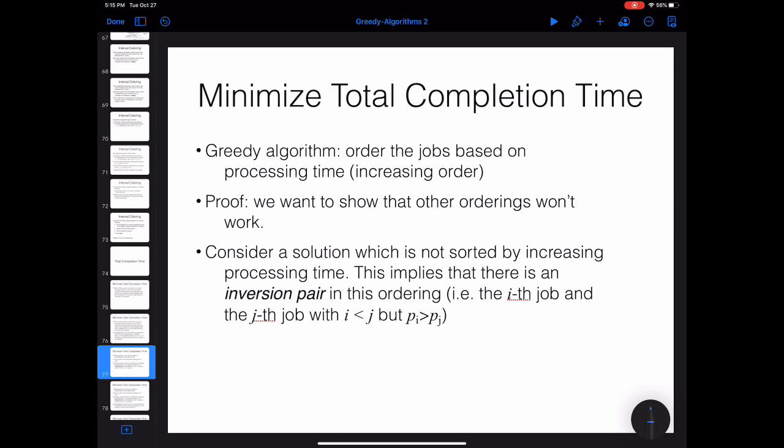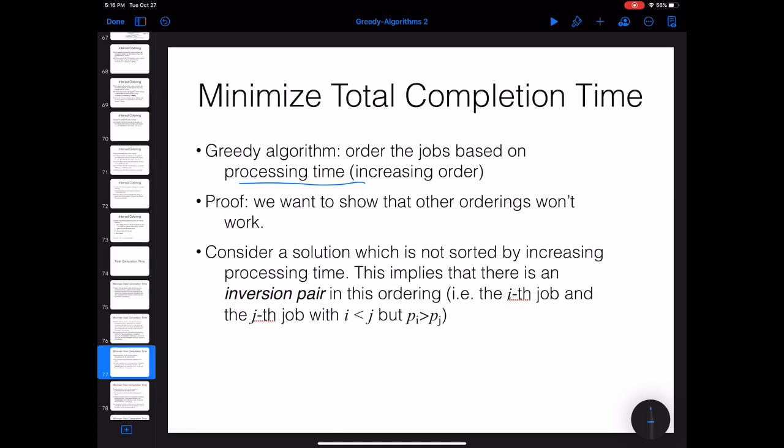I'm going to explain the proof. We have seen something similar to this, but it is nice to see more proofs, right? I just wanted to give you more examples of how we prove that a greedy strategy is optimal. So here the greedy strategy is to sort the jobs based on the processing time in increasing order, and I wanted to prove that this is going to be an optimal strategy.